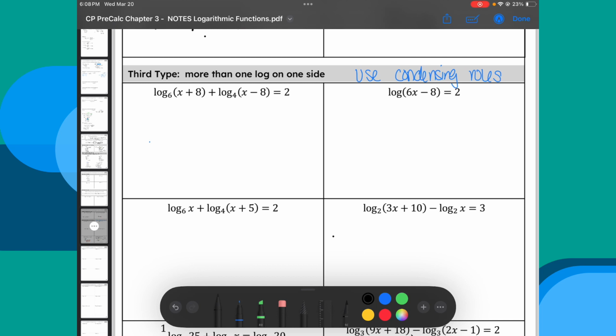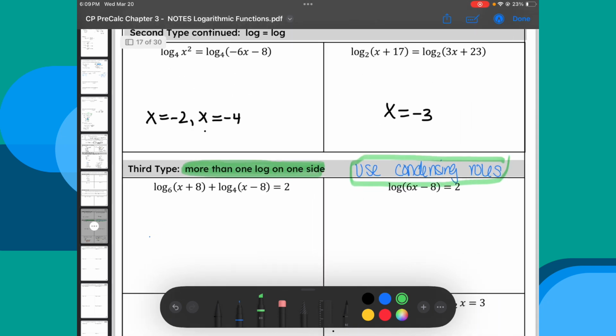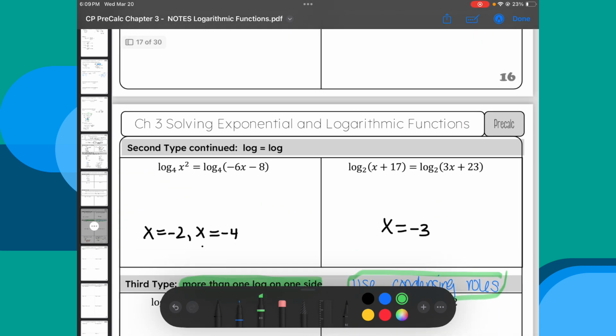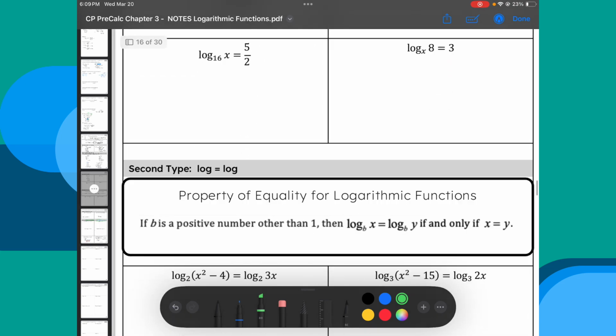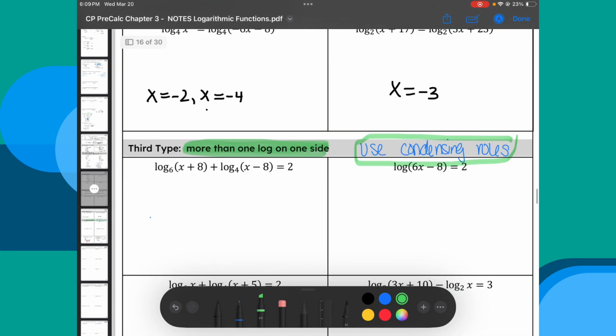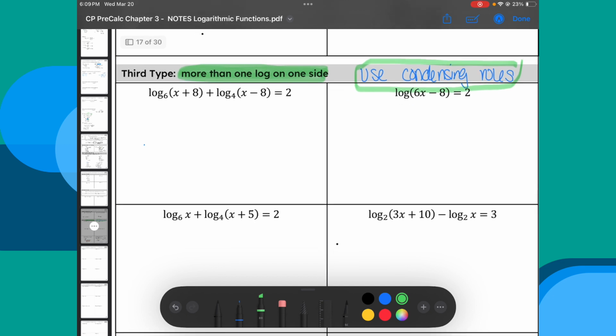All right, so then we have the last thing, which is what happens if we have more than one log on one side of the equal sign? If we have more than one log, we want to use our condensing rules to bring those logs into one log. We want to take it back to either when a log is equal to a log, and then we set the stuff equal, or when we just have one log that we can put into exponential. So we'll do some examples for you.